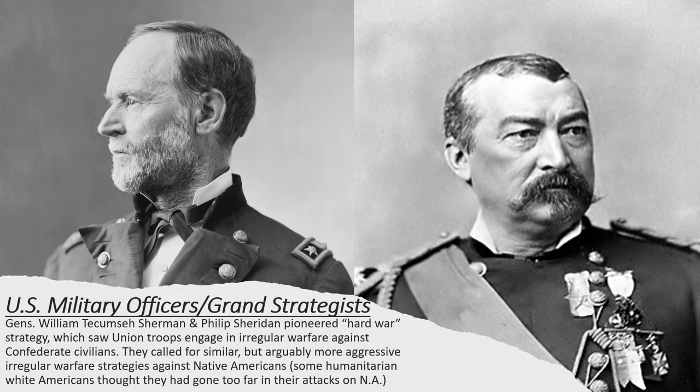So now we'll talk about some of the grand strategists of the U.S. military's fight against Native Americans in the West. Generals William Tecumseh Sherman and Philip Sheridan, both of whom took part in the Civil War and in Reconstruction, pioneered a hard war strategy during the Civil War. It's a term used by American military historians for the type of war that Sherman and Sheridan fought against the Confederacy in the later days of the war. And this is a type of irregular warfare that targeted Confederate civilians as a way of ending Southern economic production and then ending Southern resistance to the Union. And they would call for similar, but arguably more aggressive, irregular hard war strategies against Native Americans.